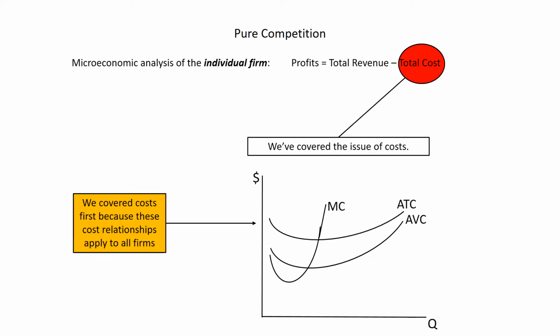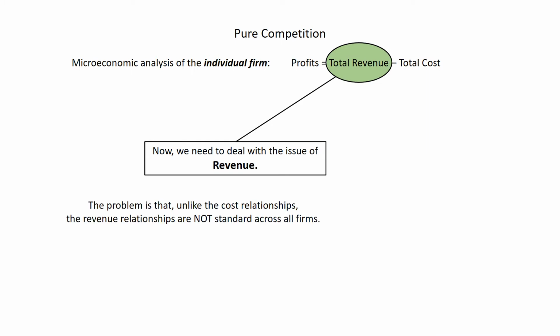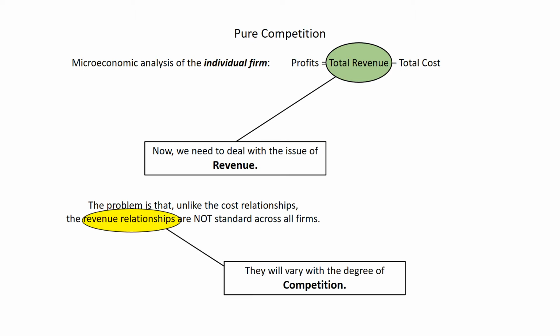We covered costs first because these cost relationships apply to all firms, big or small. So, now we need to deal with the issue of revenue. The problem is that unlike the cost relationships, the revenue relationships are not standard across all firms. The revenue relationships will vary with the degree of competition.